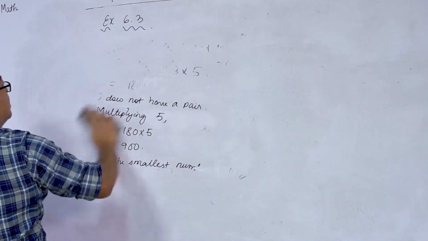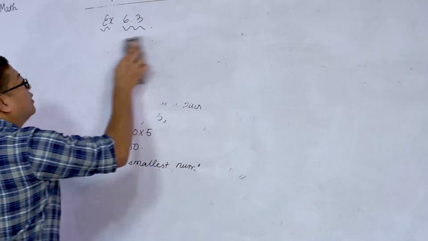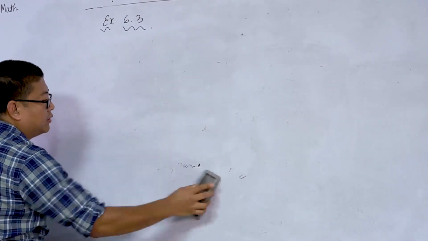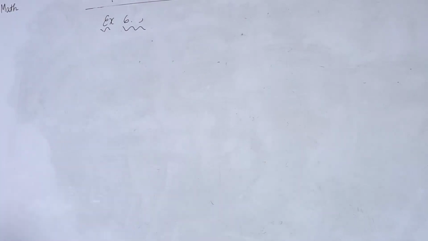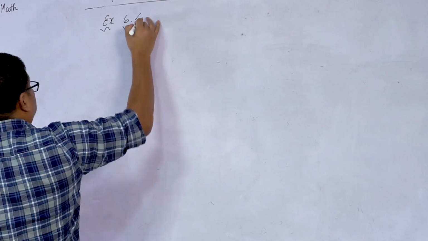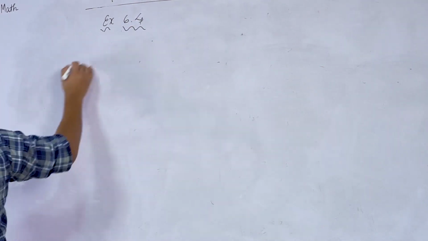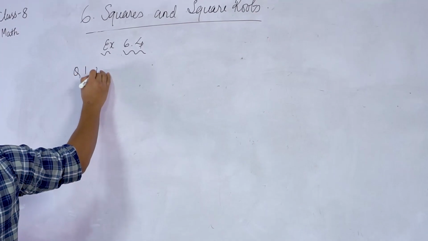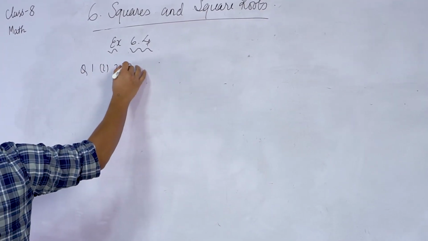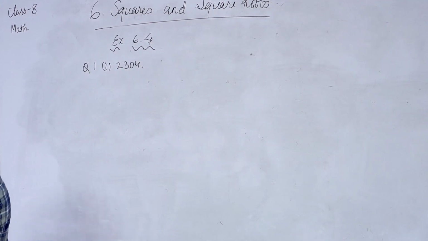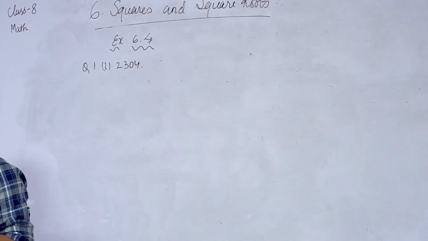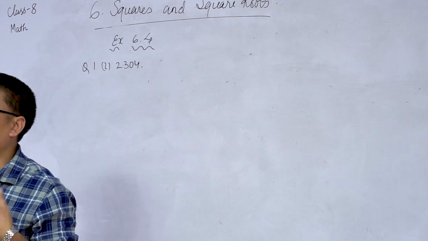Now with this, exercise 6.3 is over. Let's move on to the next exercise. Exercise 6.4, we'll try to wind up quickly. 6.4, question number 1: 1, 2, 3, 0, 4. Now here, find the square root of each of the following numbers by the division method. We have already discussed the long division method.